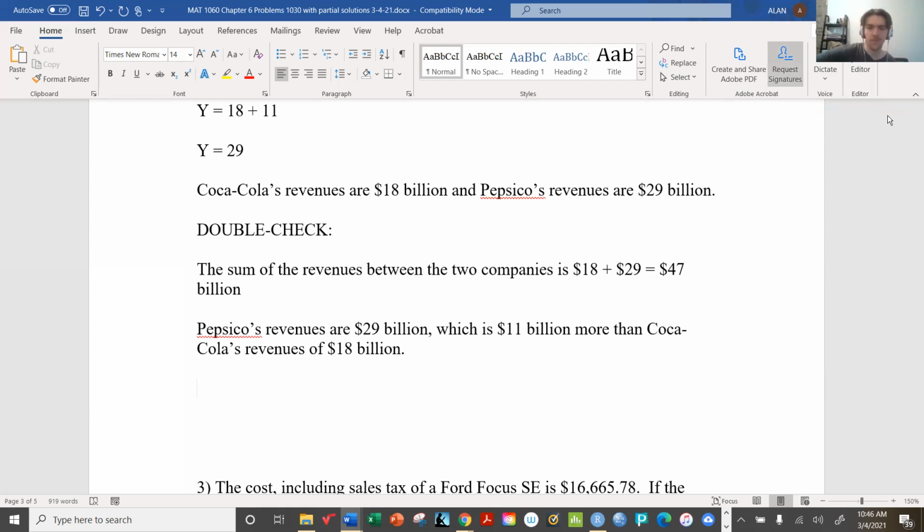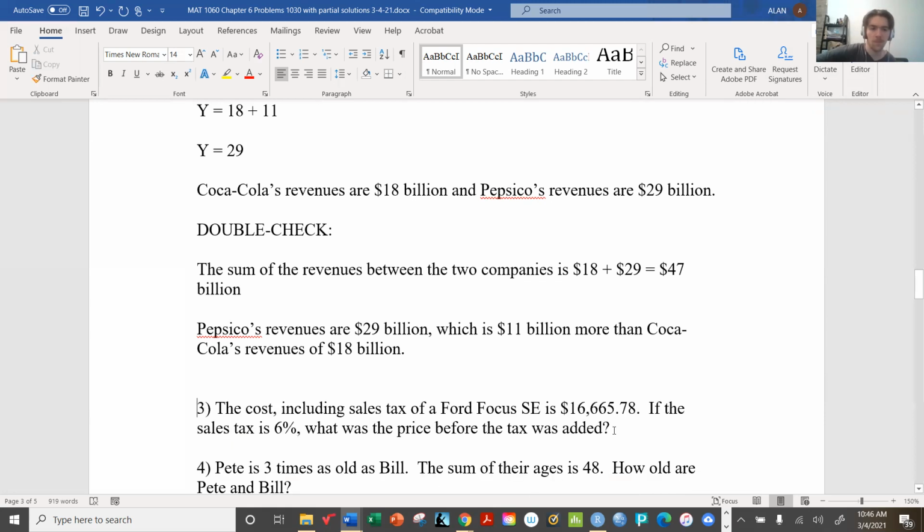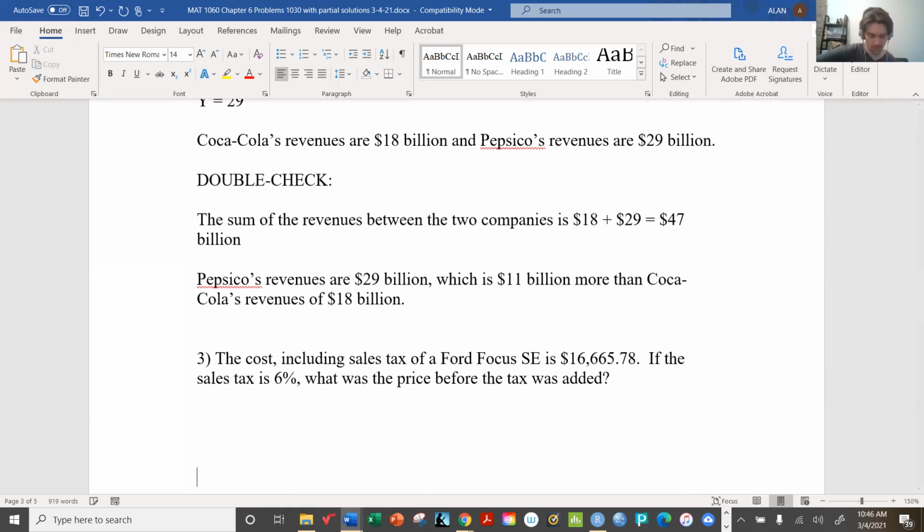So let's try 3. Now 3 is a little bit trickier because you're being told that the price of this car with the sales tax is $16,665.78. If the sales tax is 6%, what was the price before the tax was added?